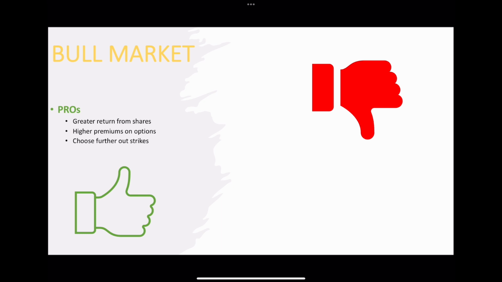For the pros, we see a greater return from our shares due to the share price consistently rising during the bull market. Premiums typically tend to be higher due to the increased share price, as well as the volatility of the market going up. Because of those higher premiums, we get to choose farther out strikes, thus allowing us to have more gain in our share price as well as make more money from our premiums.